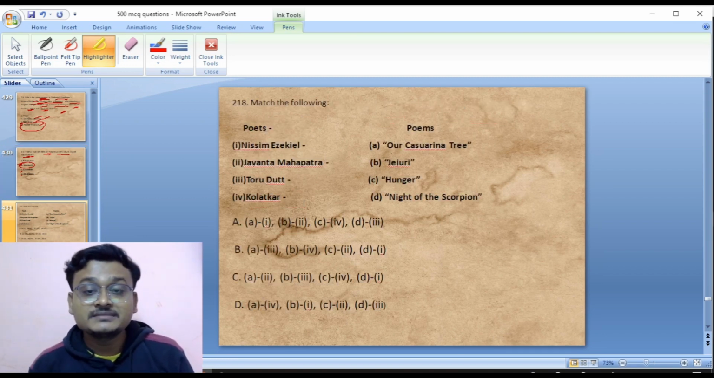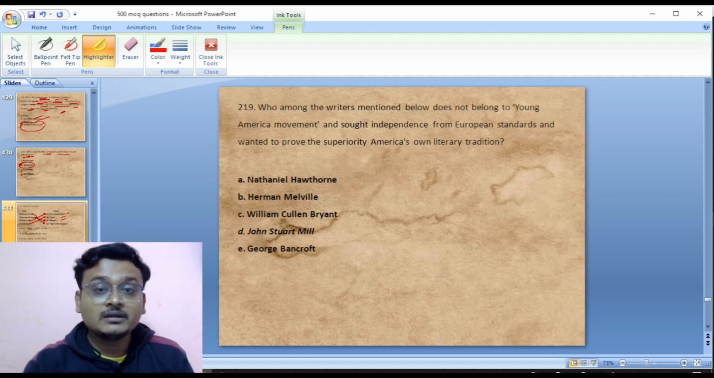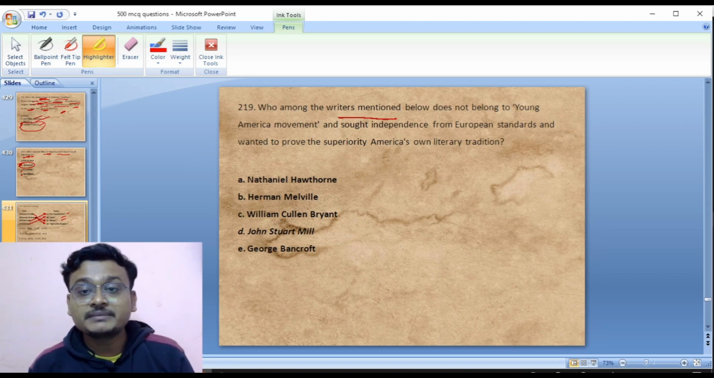Next question, match the poets with their works: Nissim Ezekiel, Jayanta Mahapatra, Dilip Chitre, Arun Kolatkar. Nissim Ezekiel wrote Night of the Scorpion, whereas Dilip Chitre wrote Ek Palaayan, and Arun Kolatkar wrote Jejuri, a collection of poems, and Jayanta Mahapatra wrote Hunger. Okay. Move to question number 219. Who among the writers mentioned below does not belong to the Young American movement?